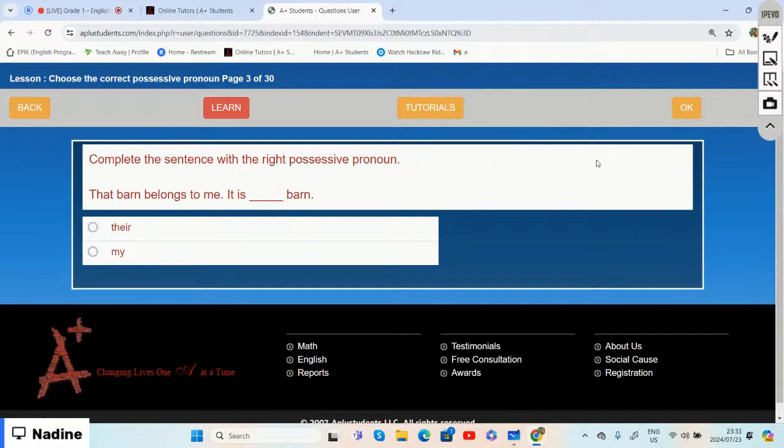And we can say that that barn belongs to me. And if the barn belongs to me, then do we say it is their barn or it is my barn? We need to choose the correct one. Which one is correct?